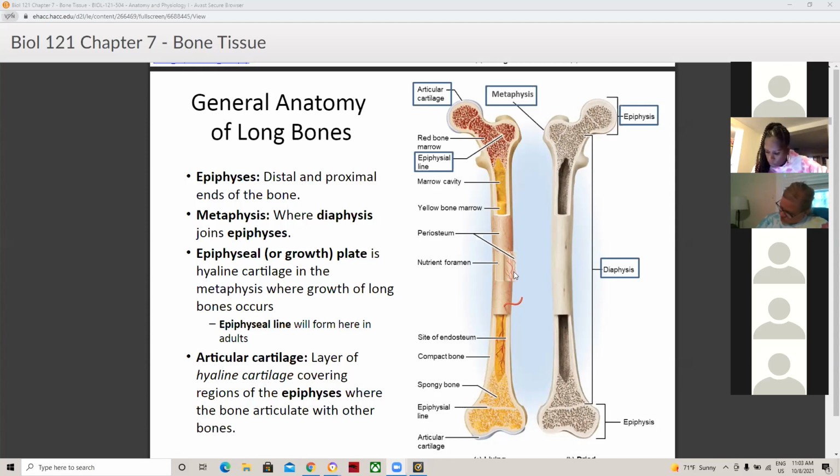Another place where I have hyaline cartilage, so I have it in the epiphyseal plate. I also have it on the surfaces of the epiphyses. Because, if you remember, one of the reasons we call it hyaline cartilage is that it's glassy. It's very smooth in its surface. It allows for a very smooth articulating surface for joints.